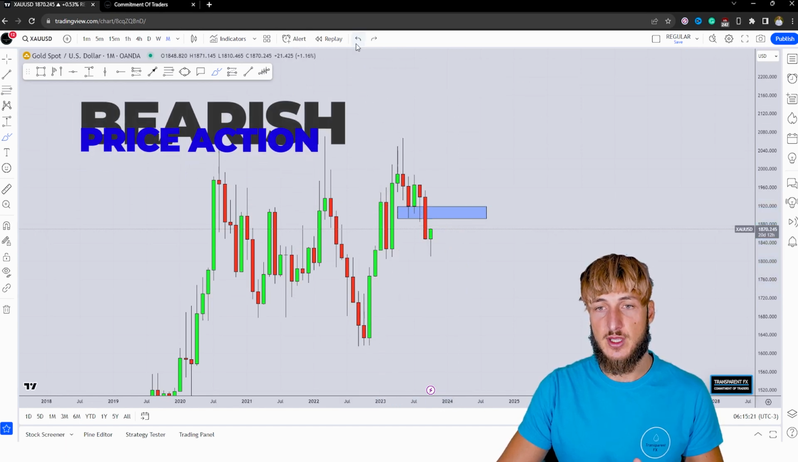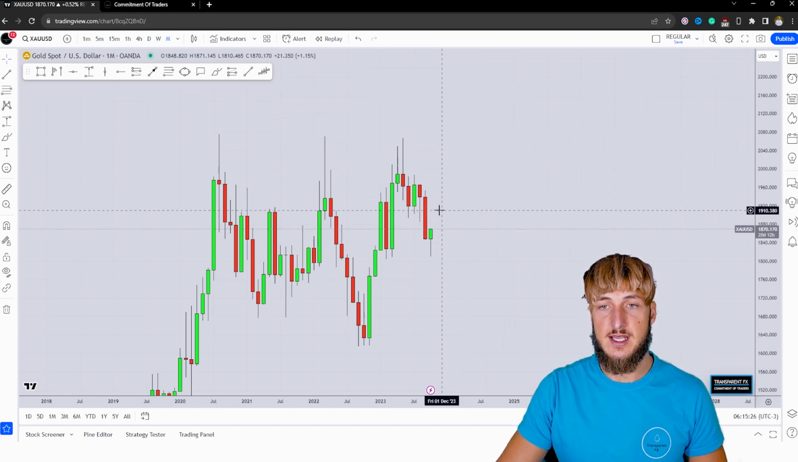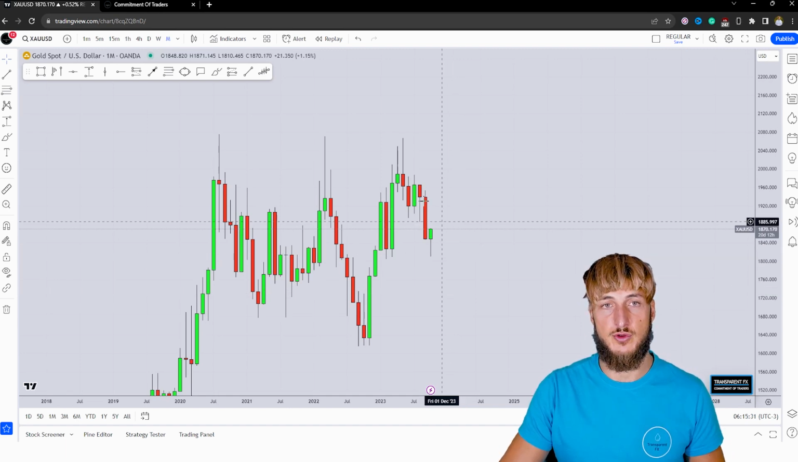So by looking at this market from a monthly perspective, what we could expect is a bit more bullish price action in the short term and then more longer term bearish continuation.